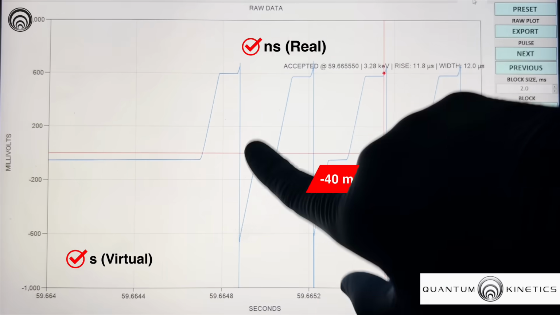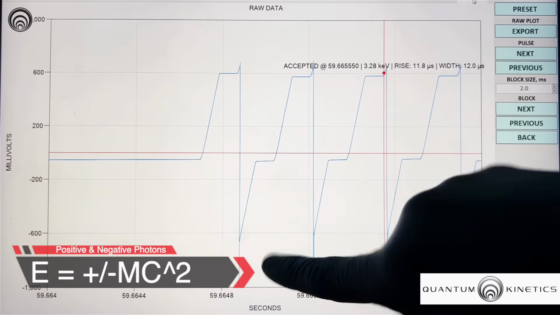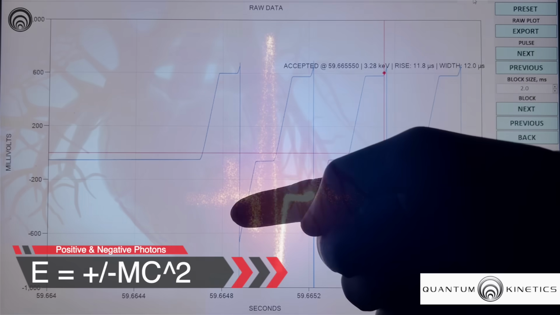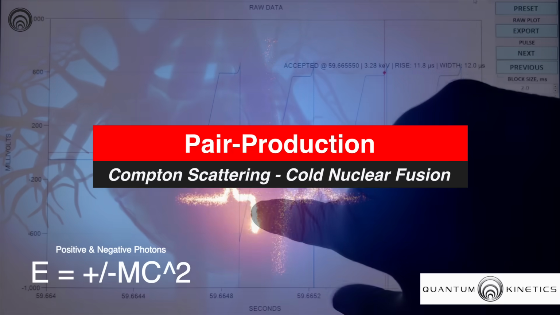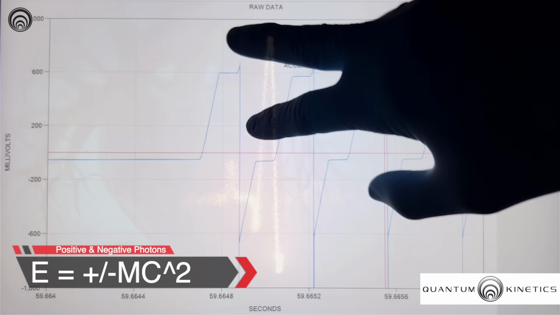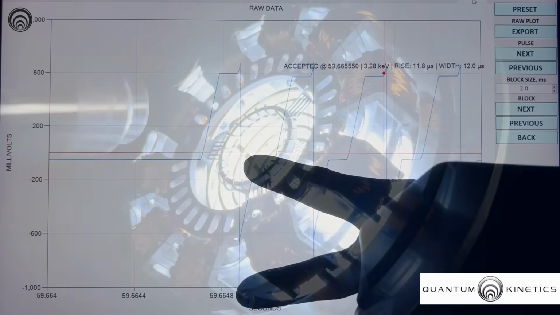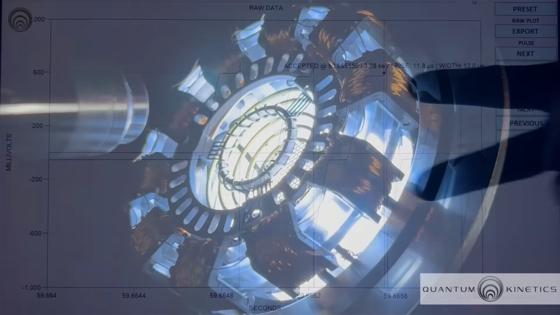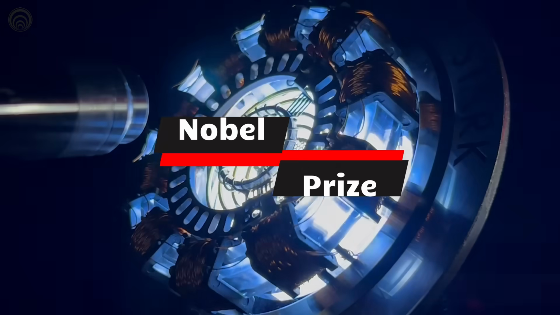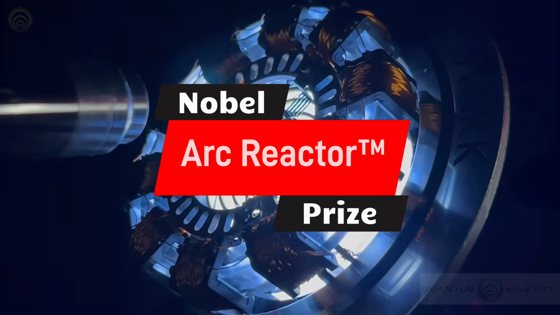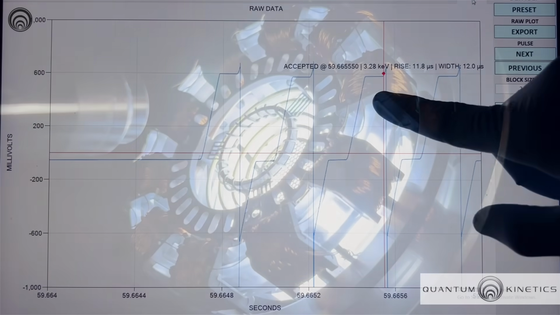But what is not normal is this. This pulse is actually in the negative voltage region. What that tells you is during this pulse renormalization, there's actually a fusion of negative photon pulling in. And if you calculate the distance between this and this, the average is more negative photons in this region throughout the pulse sequence. So what that tells you, ladies and gentlemen, is that this is a Nobel Prize winning device. The Arc Reactor is real, and it induces more negative photons than it does positive photons.